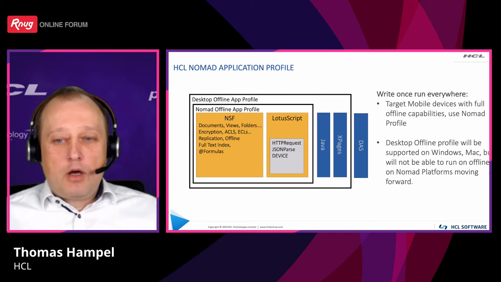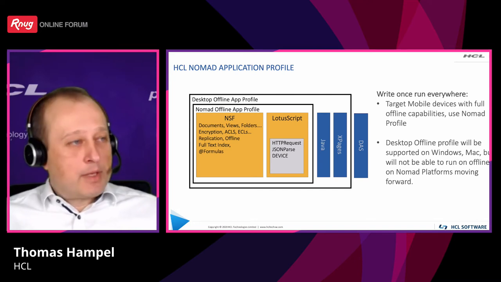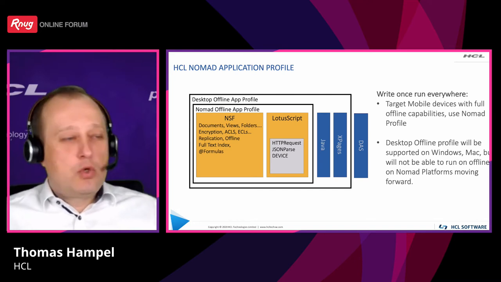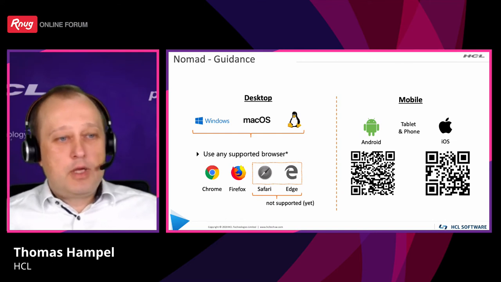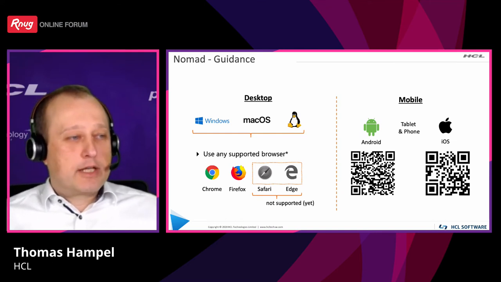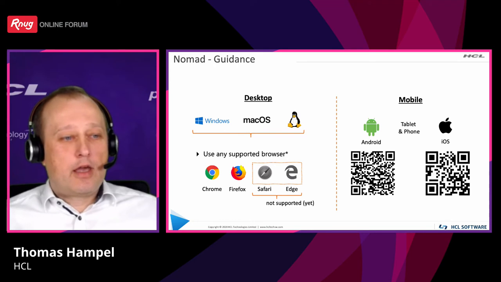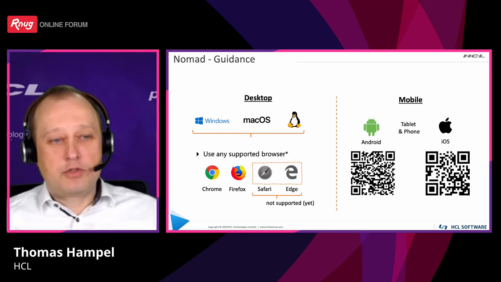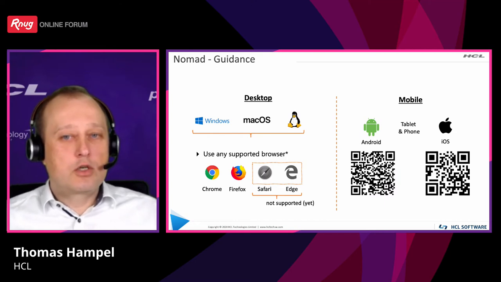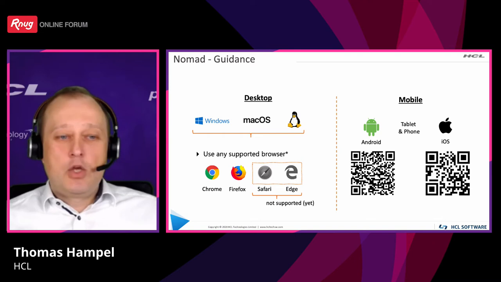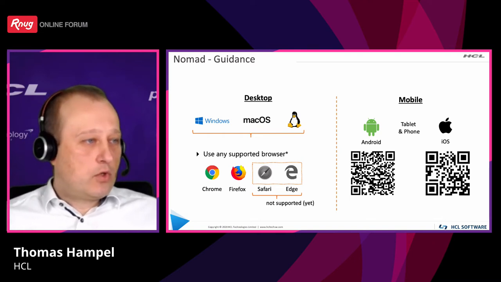So overall, coming back to the question, when to use what? In the beginning, I was explaining to you that we already have HCL Nomad running on your mobile device. And here, again, on the right-hand side, there are the QR codes. So if you want to install it on your smartphone or tablet, you can just scan that QR code.